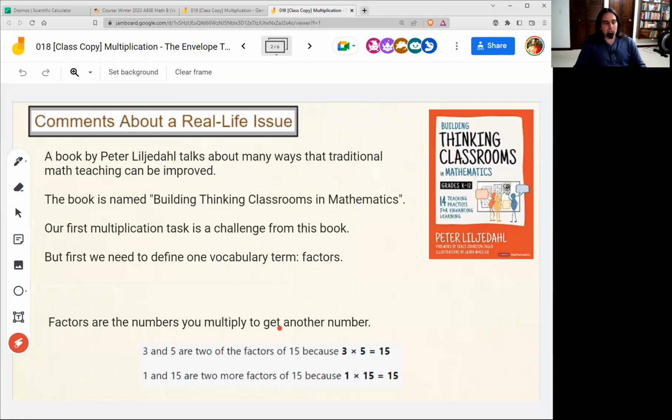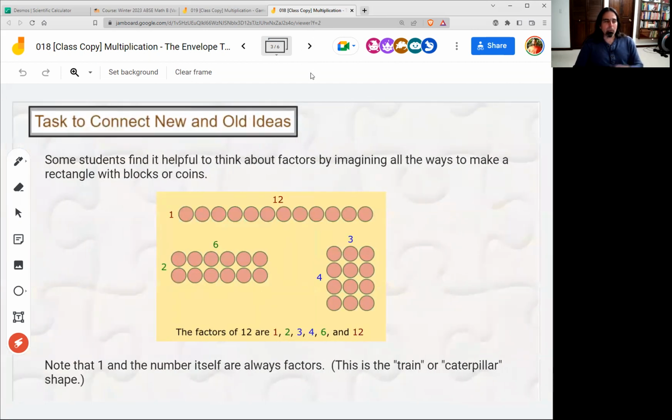So what are factors? Factors are the numbers that you multiply to get to another number. So 3 and 5 are factors of 15 because 3 times 5 is 15. 1 and 15 are also factors of 15 because you can multiply those to get to 15. And for lots of students, the best way to think about factors is imagine trying to make rectangles with blocks or coins or some other objects.